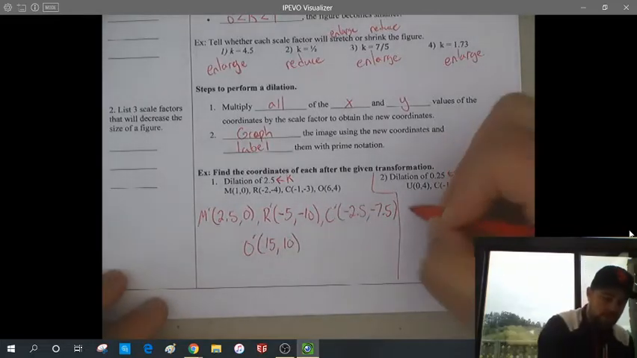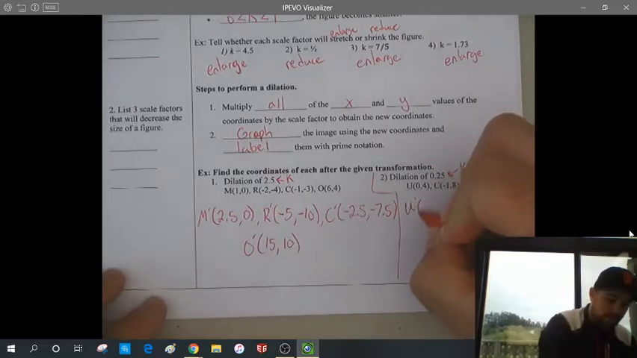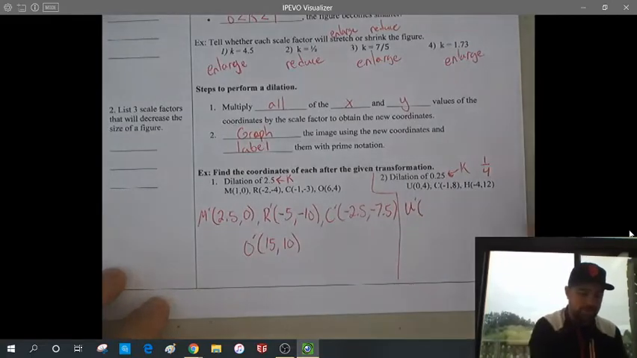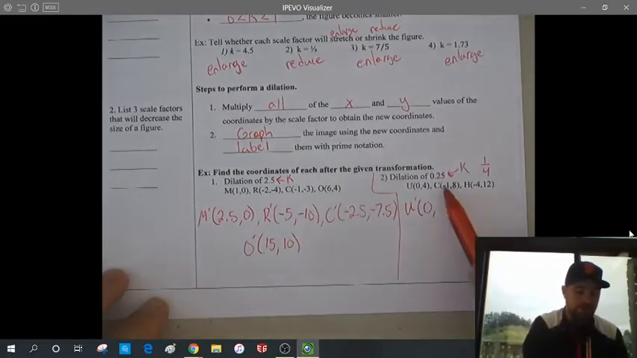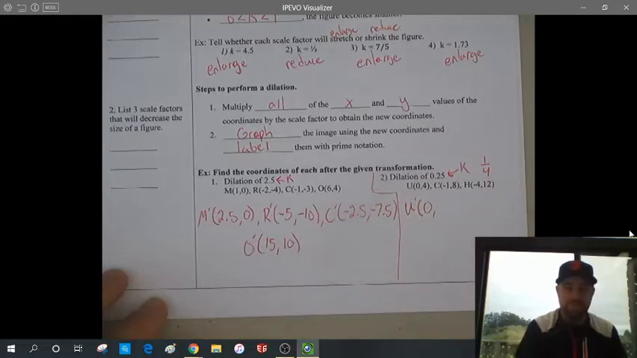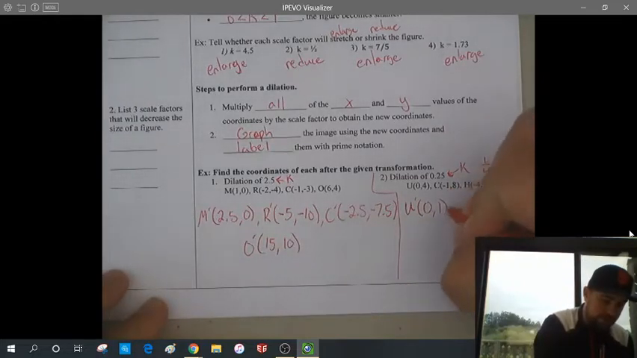So we can pretty easily multiply by those, though. 0 times 0.25 is still just going to be 0. 0.25 times 4, so that's 1/4 times 4. And again, multiplying by 1/4 is the same thing as dividing by 4, so that's just going to result in 1.